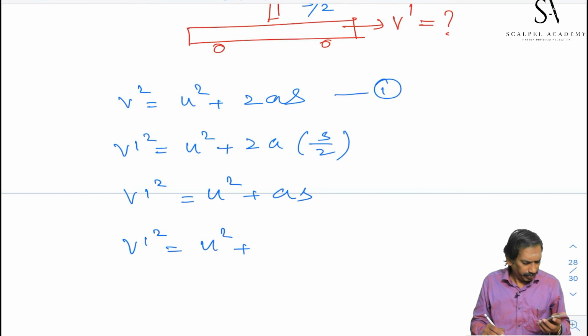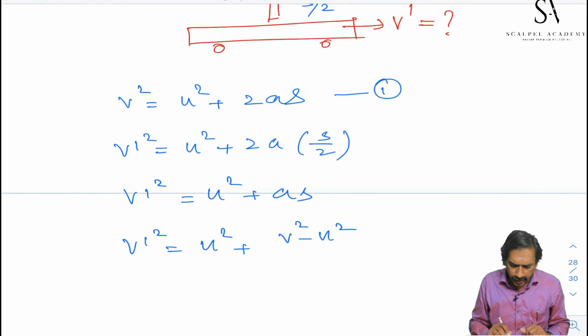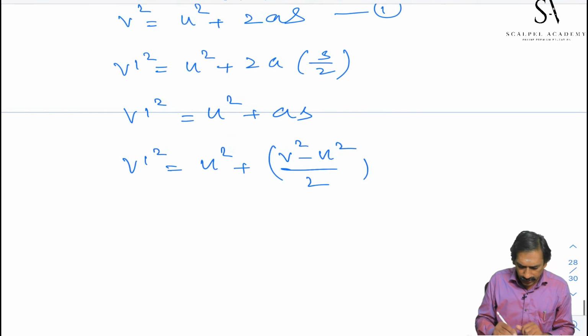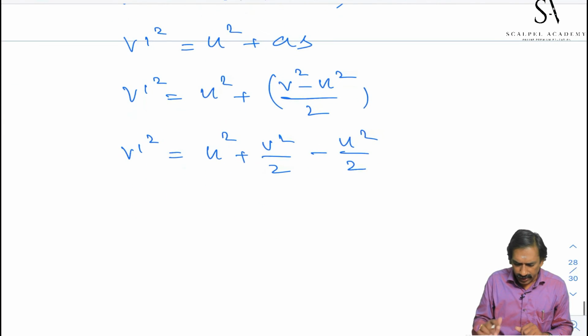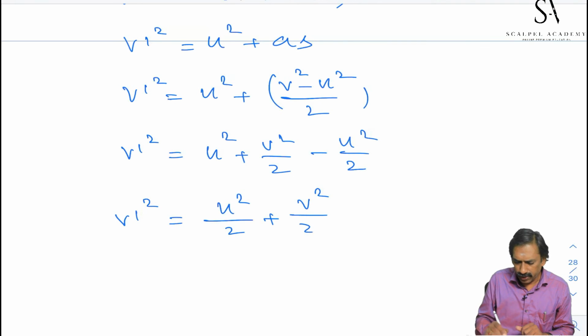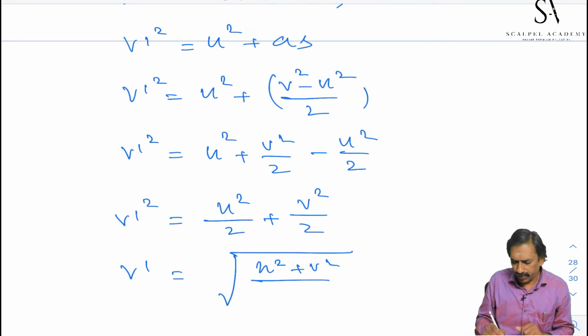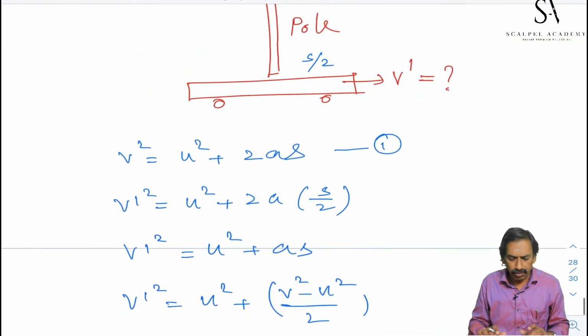V dash square is equal to u square plus, from equation 1, 2as is equal to v square minus u square. Therefore, as is equal to v square minus u square by 2. So, v dash square is equal to u square plus v square by 2 minus u square by 2. That is, v dash square is equal to u square by 2 plus v square by 2. Therefore, v dash is equal to square root of u square plus v square by 2. This question was also asked in one of the competitive examinations.